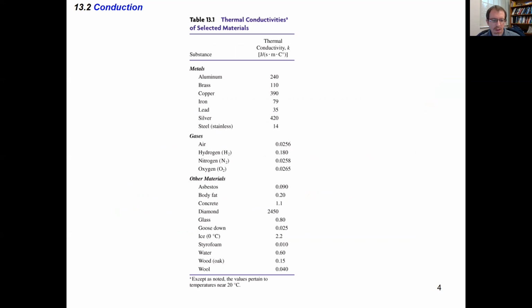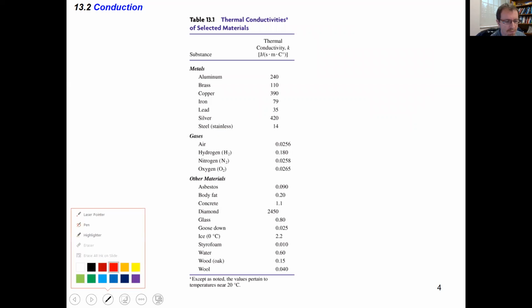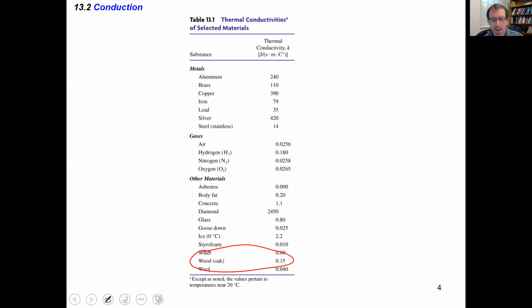If we go down to the bottom, we can see some other materials. If you look down towards near the bottom, you can see wood. Wood right there. So wood has a thermal conductivity of 0.15, which obviously is a lot lower than these metals, but is much higher than these gases.